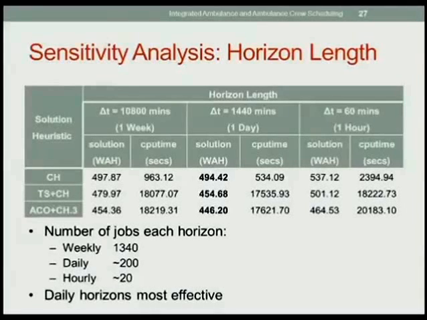Or it could be that the ant colony optimization and constructive heuristic and tabu search do perform better with problem sizes of about 200 incidents, because that was the one in my analysis on the previous slide where those two heuristics were performing better. So this is another case where it might be a good idea to have the hybrid ant colony heuristic that can vary the parameters depending on the problem size.